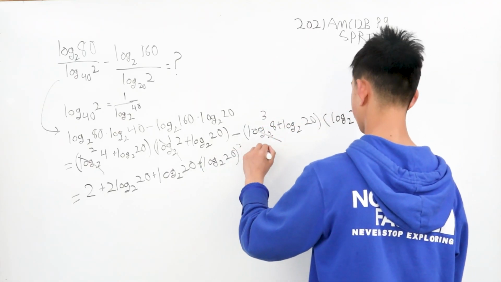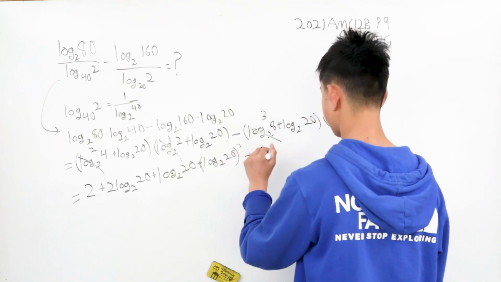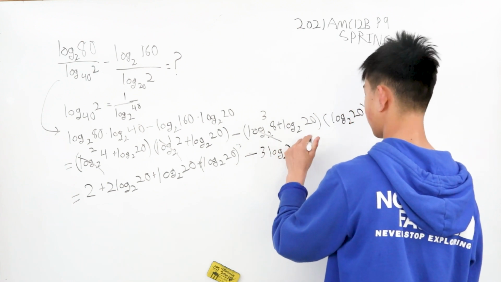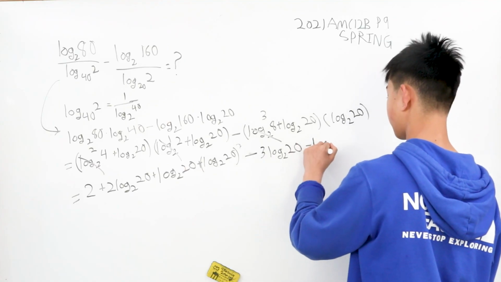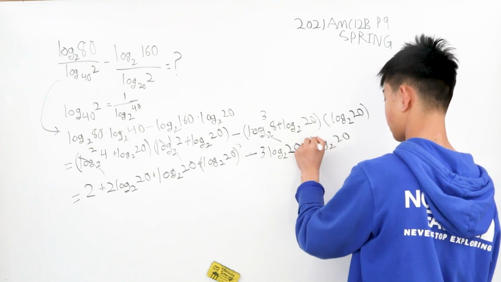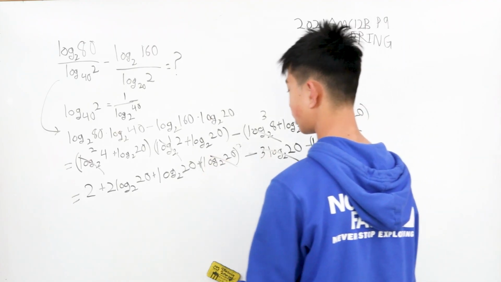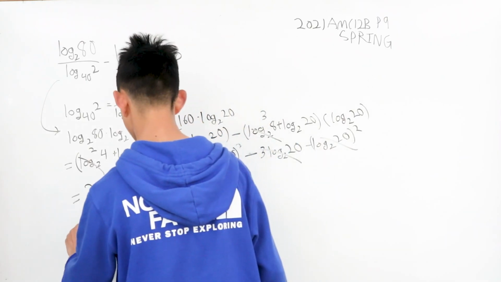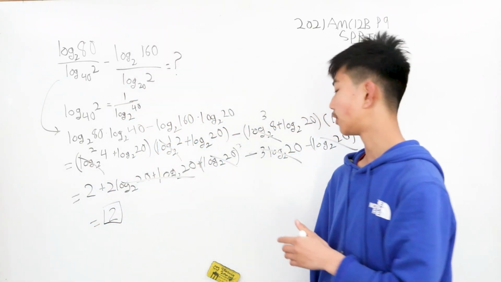This becomes 3, and then the subtraction side is minus 3 log base 2 of 20. And then you also have to subtract log base 2 of 20 squared. So all these logarithm terms end up canceling each other out, except for this 2. So you get that our answer for this problem is simply 2 for this difference in logarithms.